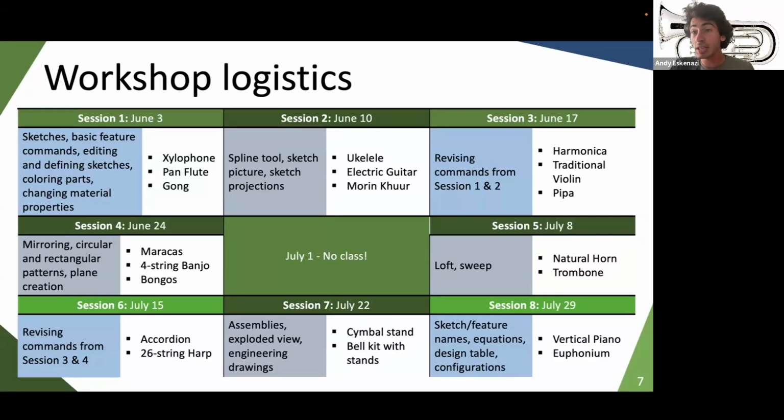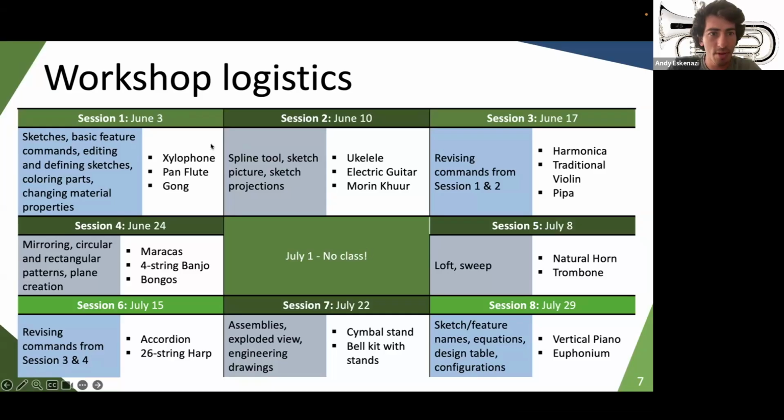And finally, session 8 is really the final of them all, where we're going to put everything that we've learned together to make perhaps the two most complicated objects from our edition, which include a vertical piano and a euphonium. We'll see how much detail we give to both of them, but it should be fun. So a lot of variety of instruments.